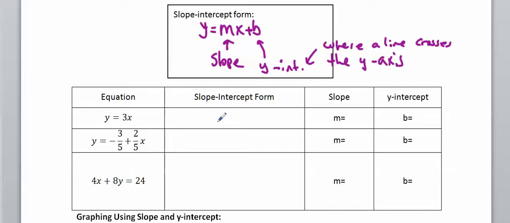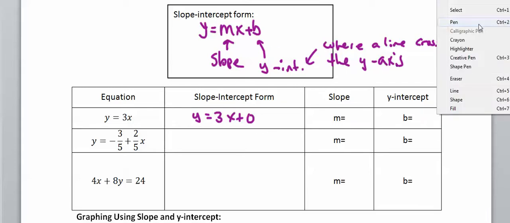All right, now actually putting an equation in slope-intercept form. If I'm looking at this one, y equals 3x, and I wanted that in exact slope-intercept form, I would rewrite it as y equals 3x. Well, there's no plus b, right? But I can always add 0. So I'm going to put the plus 0 there to remind myself that there is a number there in slope-intercept form.